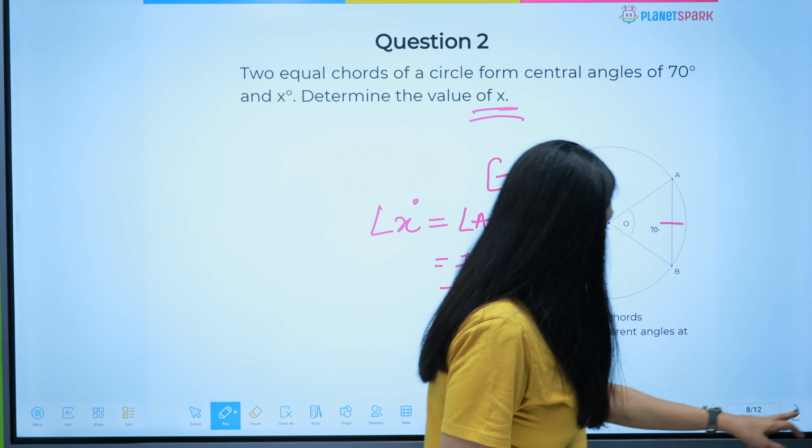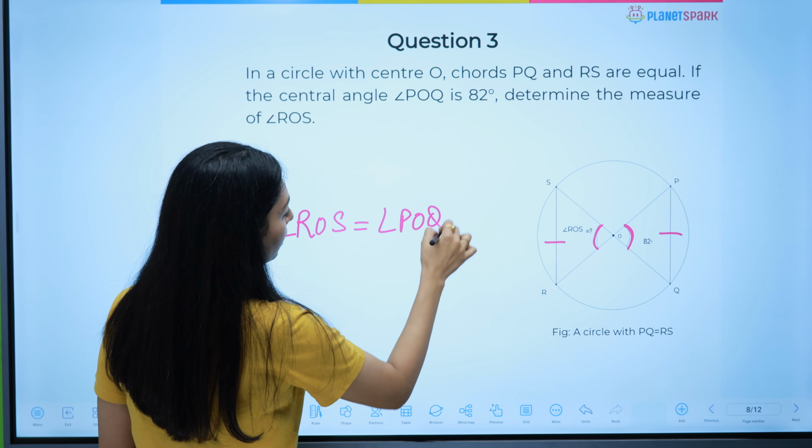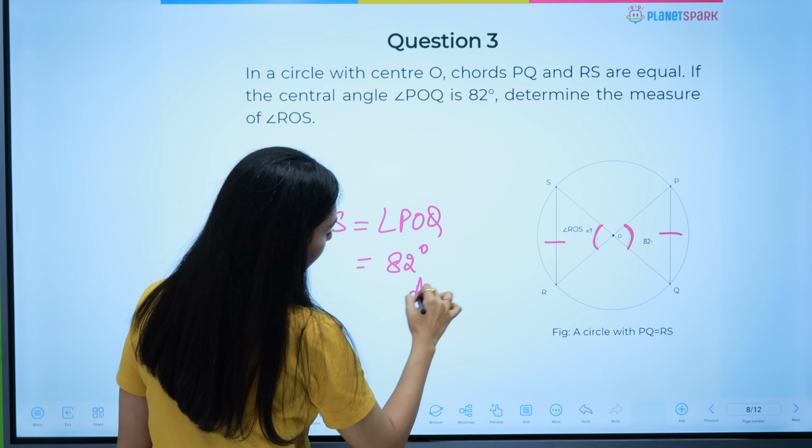Okay, next one, everybody. In a circle with center O, chords PQ and RS are equal. These chords are equal in length. If the central angle POQ is 82 degrees, determine the measure of ROS. This is what we have to find. Again, same property: equal chords subtend equal angles at the center, right? So we can say angle ROS is equal to angle POQ. That is equal to 82 degrees. So that's the right answer.